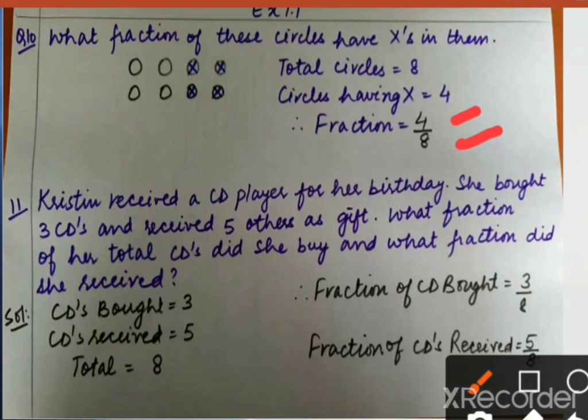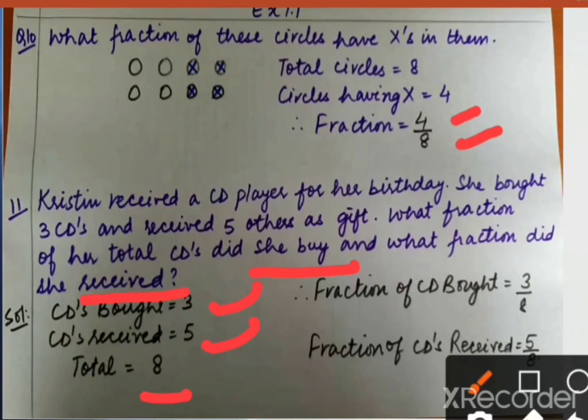Question number 11th. Kristen received a CD player for her birthday. She bought 3 CDs and received 5 CDs as gift. What fraction of her total CDs did she buy and what fraction did she receive? So first of all, I'll write the total CDs. Bought 3, total received CDs 5. So total CDs in all she is having, bought plus received, is 8.